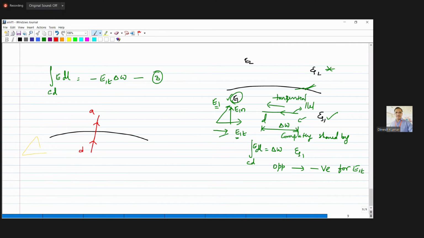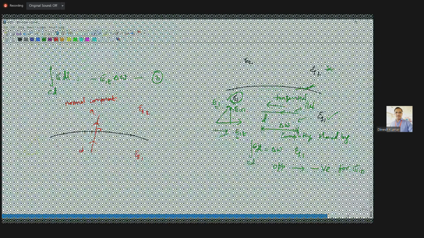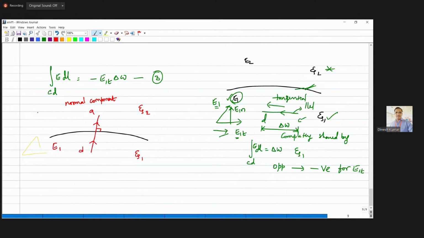Here the conductor DA is perpendicular to the boundary. So therefore, we have to consider which component? Normal component. But the conductor line DA is shared by both the epsilon2 medium as well as the epsilon1 medium. So therefore, we have to consider E1 as well as E2.